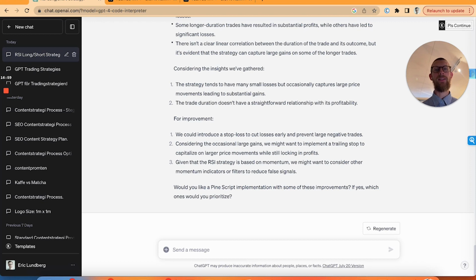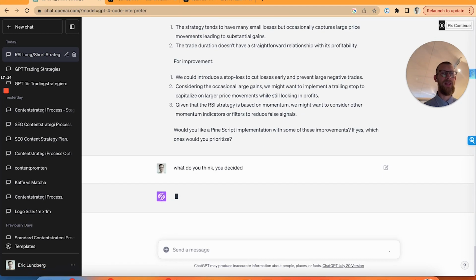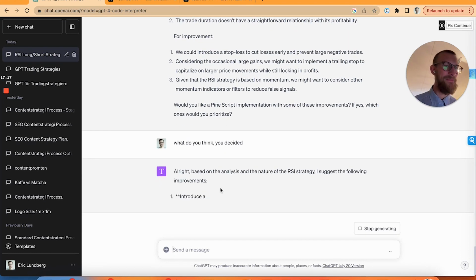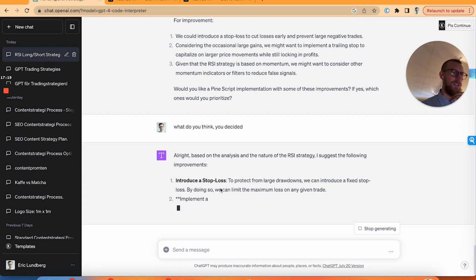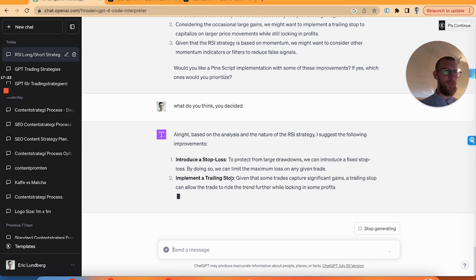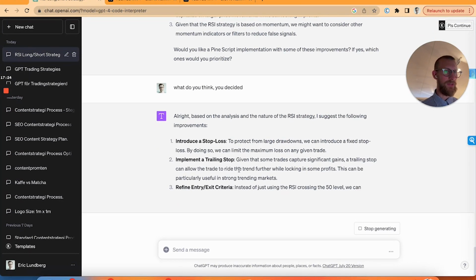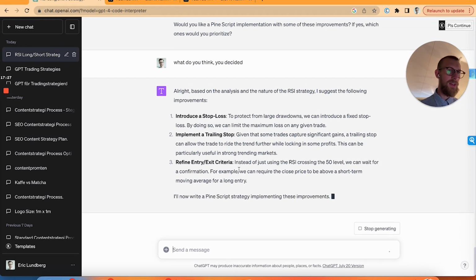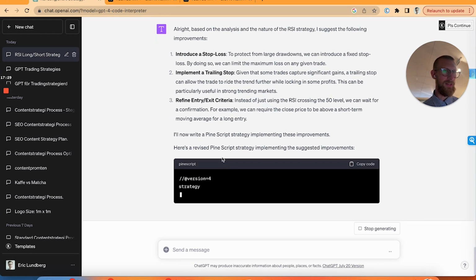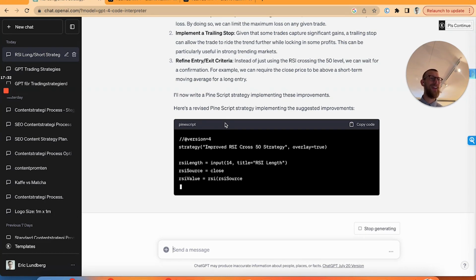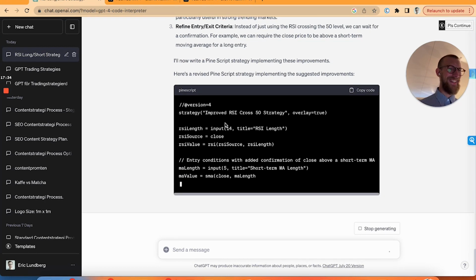Here's the thing with GPT-4 that I've noticed. It always asks me what I think, but I think it knows better than me. So I'm going to ask it, what do you think? You decide. Based on the analysis and the nature of the RSI strategy, I suggest the following improvements. Nice. Introduce a stop loss, implement the trailing stop, define entry and exit criteria. And here we go. Woo! It will give us the strategy.